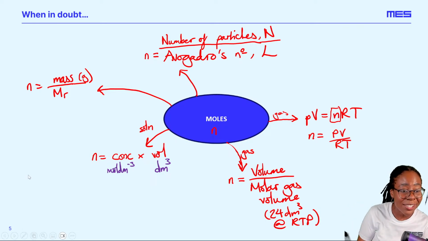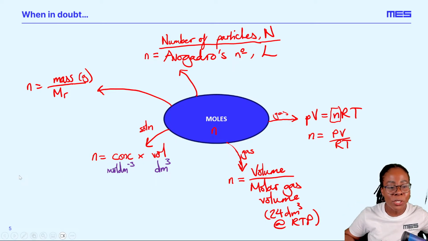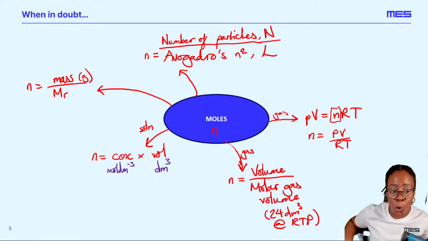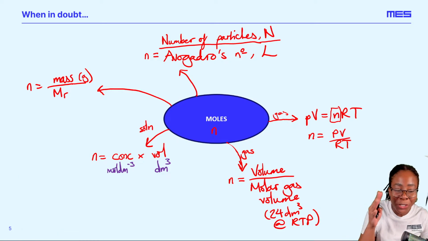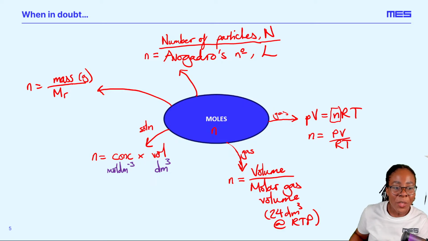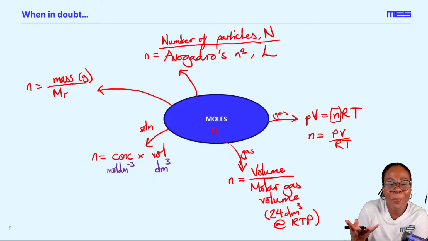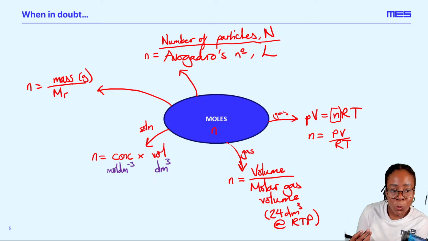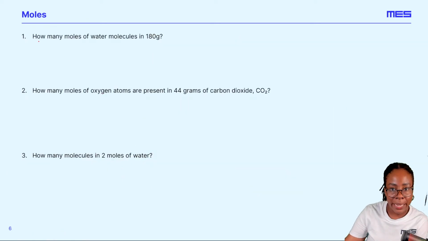Now that we've got that out the way, let's start to put this into practice. So we'll start with some quite straightforward moles calculations, and then we're going to try some trickier ones, right? I want to start to make you feel a bit more confident, a bit more comfortable with some more challenging calculations. So let's start here.